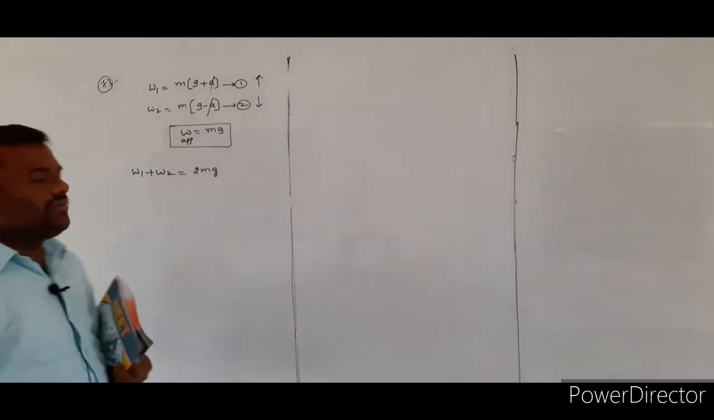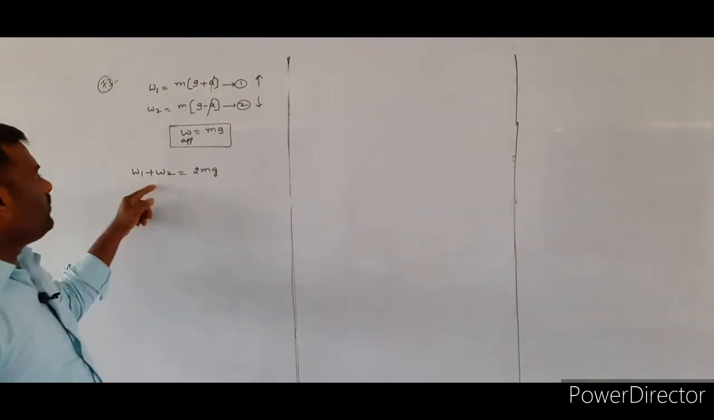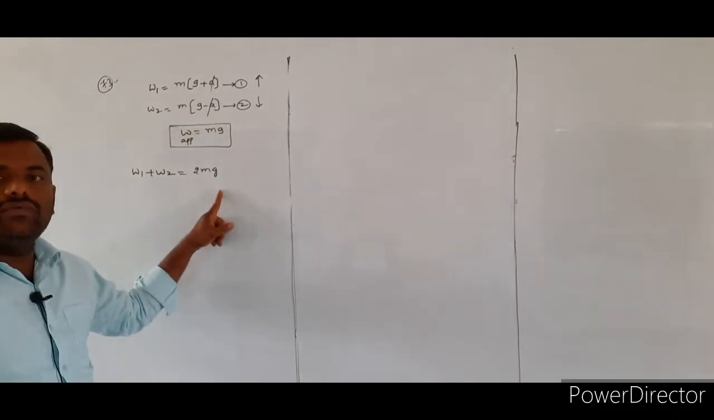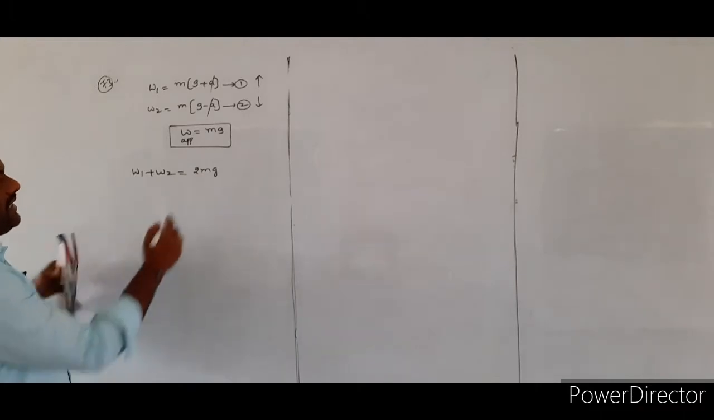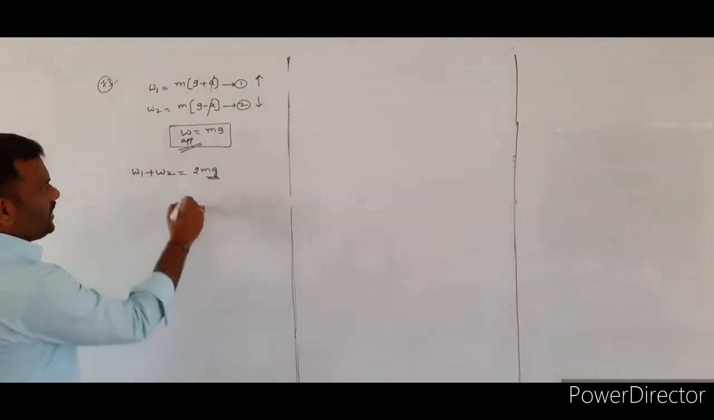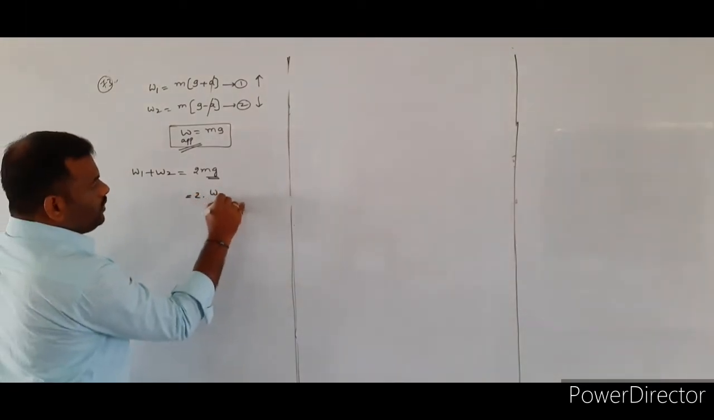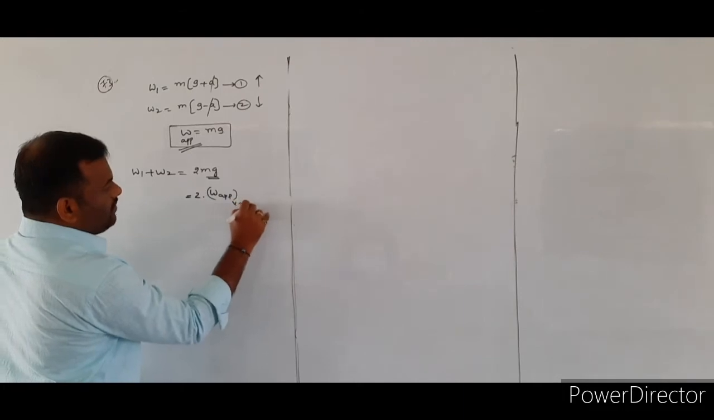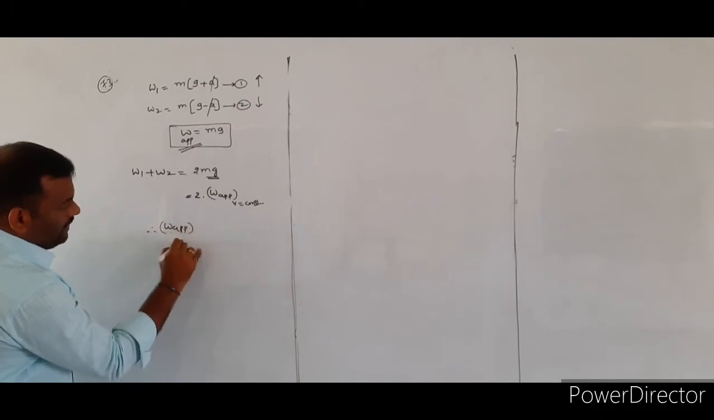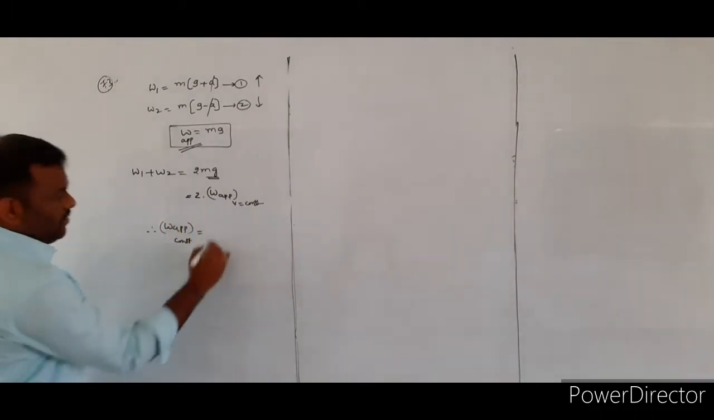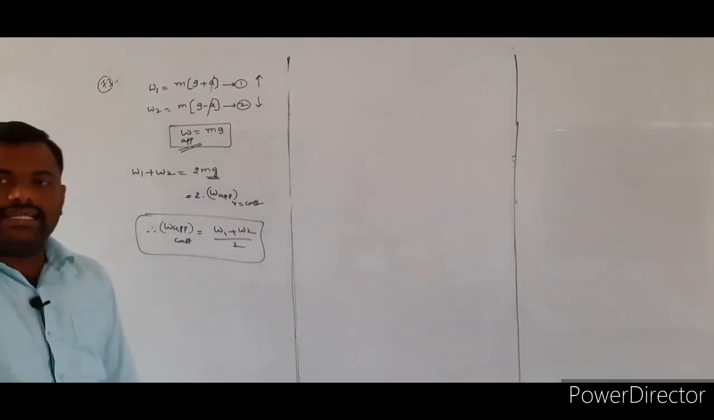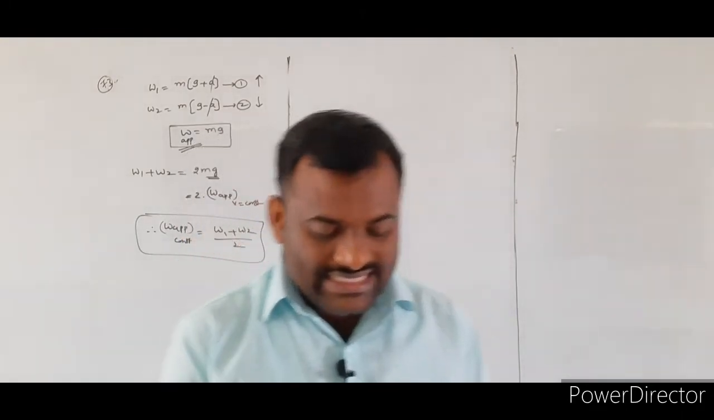If you add equations 1 and 2, the left side is equal to W1 plus W2. The ma term gets cancelled. On the right side you will get 2 into mg. But mg is equal to the true weight whenever the system is moving with constant velocity. So this is equal to 2 into W apparent. Therefore, apparent weight whenever the system is moving with constant velocity is equal to W1 plus W2 by 2. That is numerical number 73.